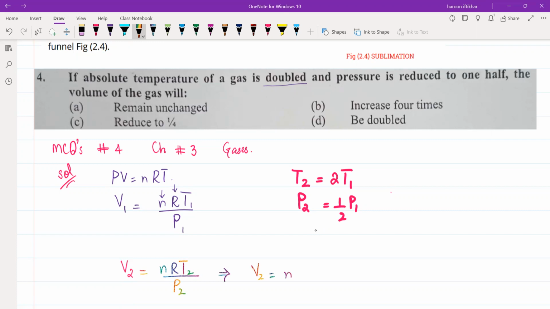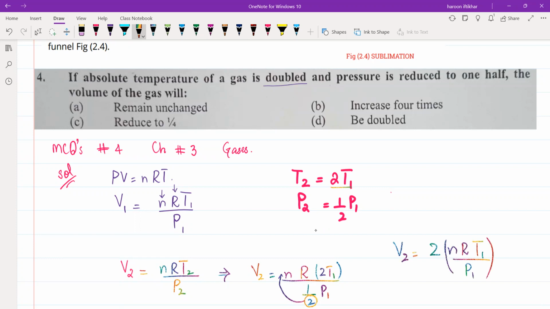So we'll just put the values here. V2 is equal to nR, T2 is actually equal to 2T1, so we'll write here 2T1 divided by P2, which is actually equal to 1 by 2 P1. So we are getting a value which is dividing over here. The divisor is actually going upward, like we'll multiply it. So V2 is equal to 2 nRT1 divided by P1.